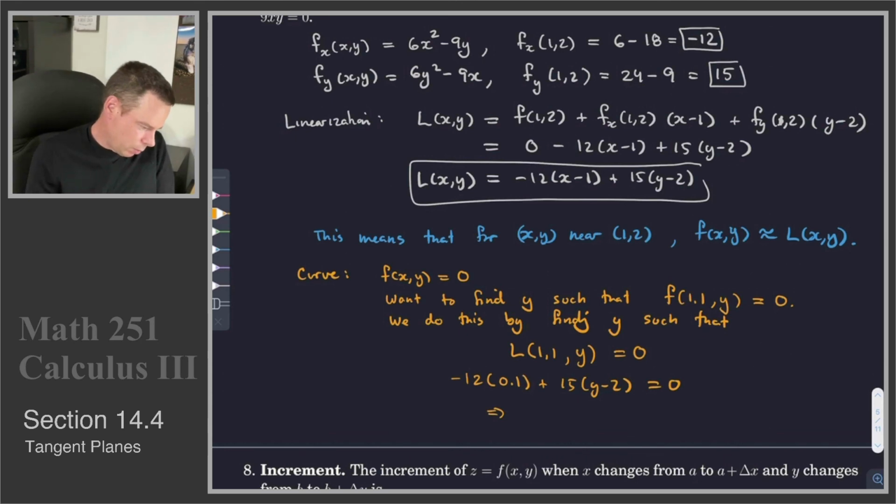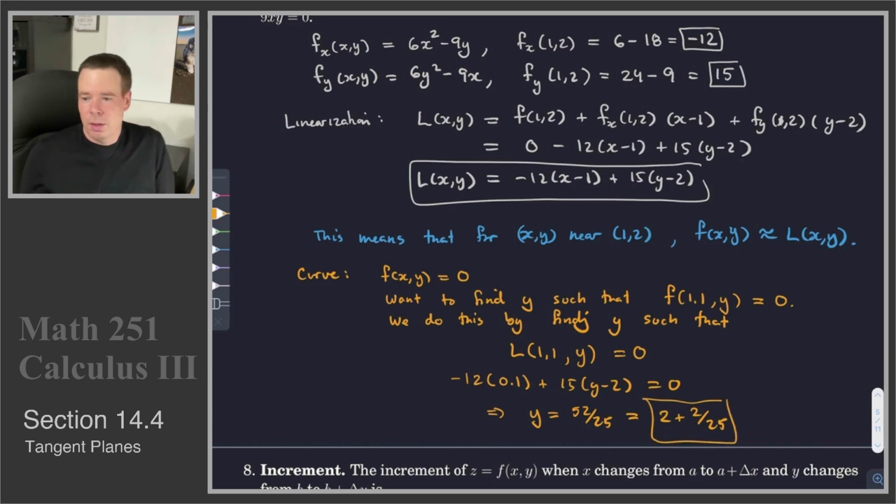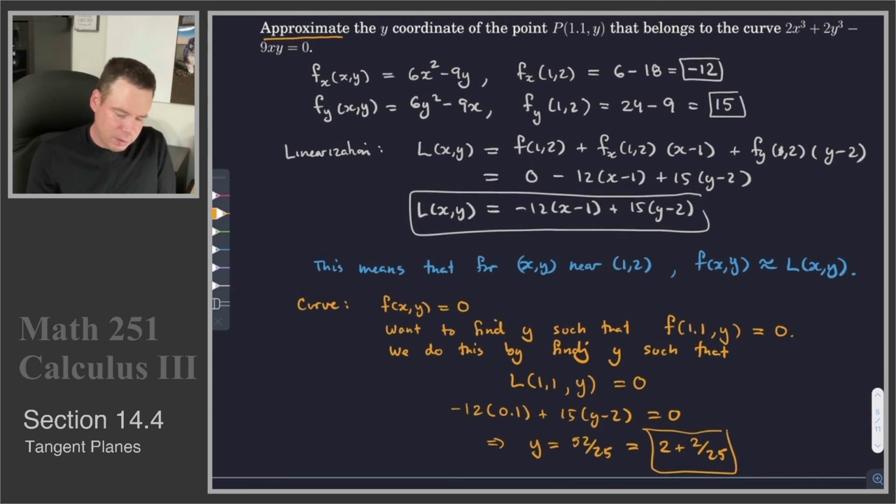And so we solve this problem, and we get that y is equal to 52 over 25, or in other words, 2 plus 2 over 25. So there is our approximate value for y. Y has got to be a little bit bigger than 2. Okay, so that was a technique of taking a function, finding its linearization, and then using its linearization in place of the function to solve for some values of the variable which have some desired property.